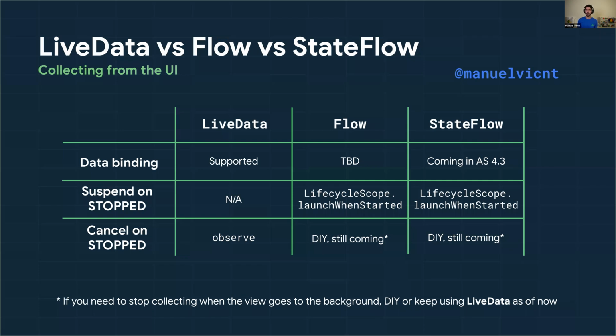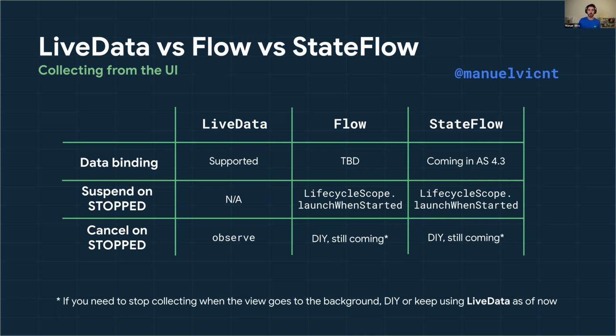StateFlow is quite a straightforward implementation because it pretty much has the same APIs as LiveData, as we were seeing before. We have the get value and everything is pretty similar to LiveData. However, with Flow, we don't have any of that. If we wanted to support it in data binding, we would need a major refactoring of how data binding reads observables from the ground up. So TBD, we don't know yet.